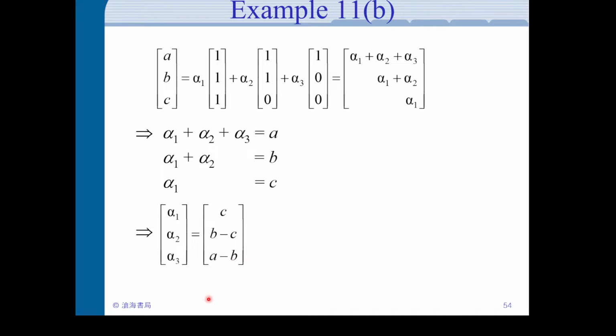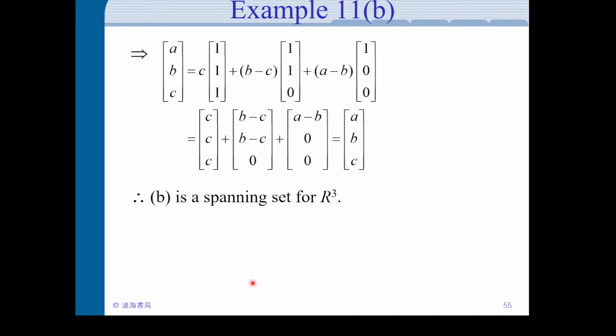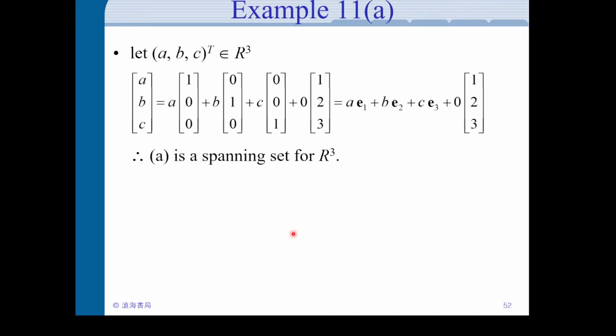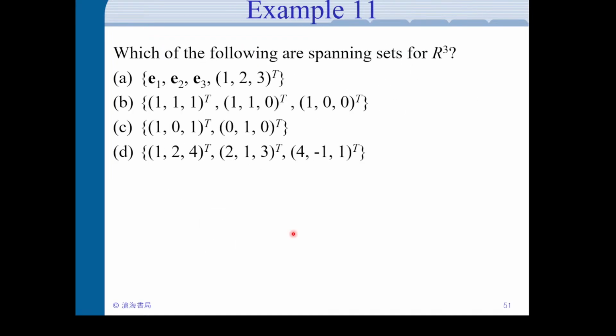So we see that for every ABC, we can always solve for alpha 1, alpha 2, alpha 3. And it's also a unique solution here. Let's check it. ABC can always be written as C times 1, 1, 1, plus B minus C times 1, 1, 0, plus A minus B times 1, 0, 0. You add them together, and you see solving the linear system works out. It's ABC. So B is also a spanning set. I guess we can stop here and let you think about whether C and D are spanning sets over the break.